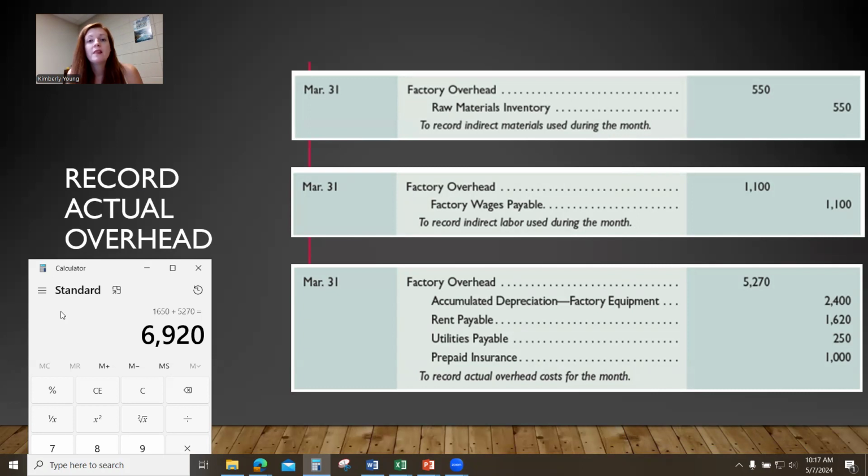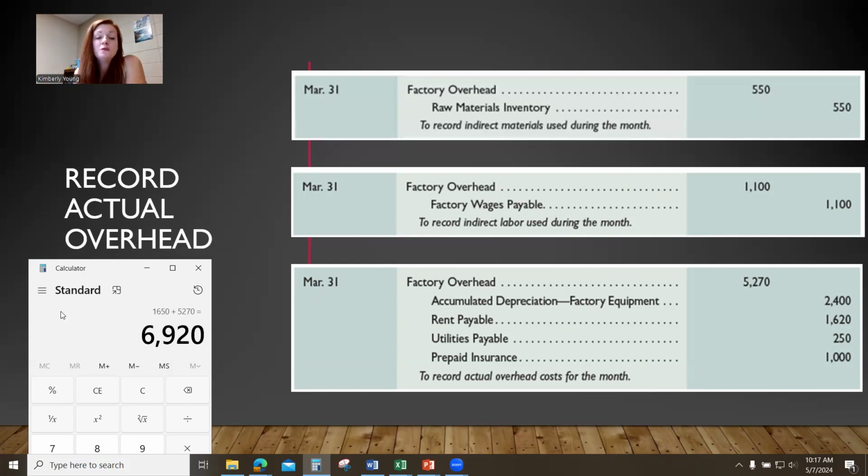We were applying, remember, $6,720. So we credited factory overhead based on direct labor costs, all estimated amounts there. We applied $6,720. That's what got moved into work in process. It would have moved to finished goods. It would ultimately move to cost of goods sold.